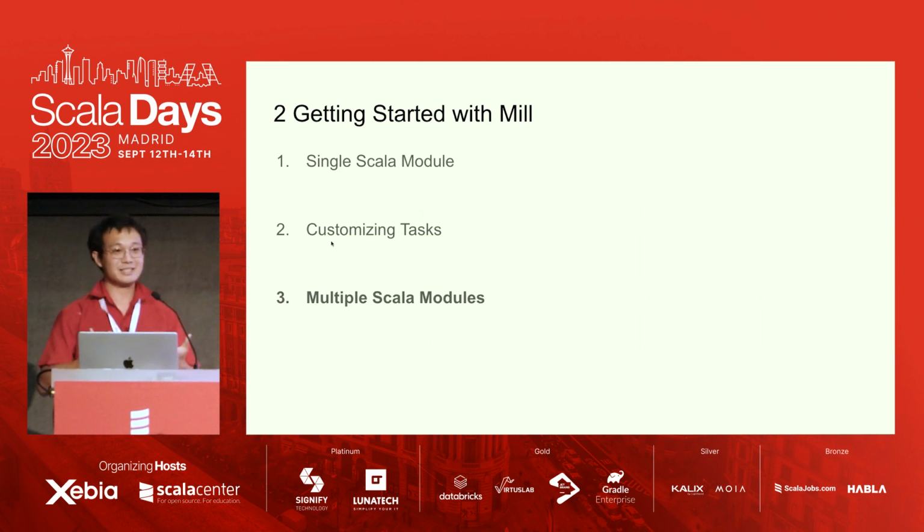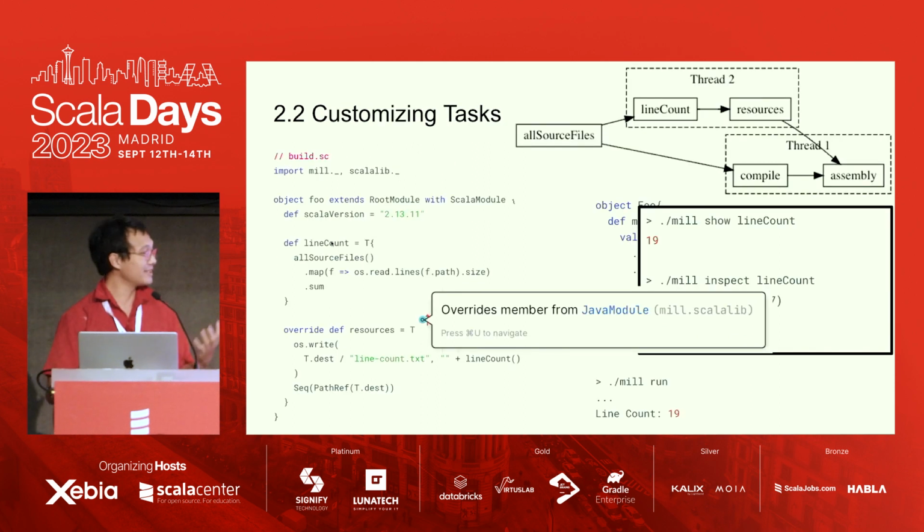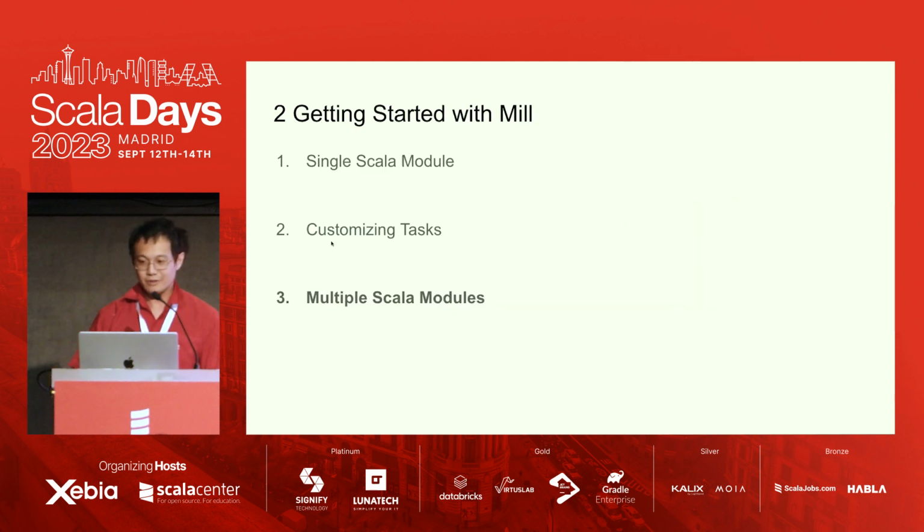Okay, so that's how you customize a Mill module. Just write a def, override defs, return things, and you're done. It's basically simple, pure functions, but with some object-oriented traits, overrides, and stuff mixed into it. So let's look at an example of multiple Scala modules.